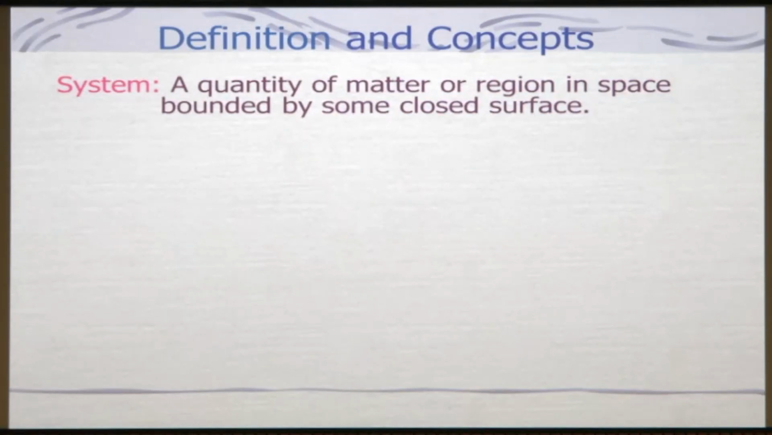Now we need to define this. Whenever there is an energy exchange taking place, there will be some change in the properties, and properties will change only through the matter. We have already seen microscopic and macroscopic. Without matter, can you think of it? You cannot think of a change in state or any interaction taking place. So we can define a system as a quantity of matter or a region in space bounded by a closed surface.